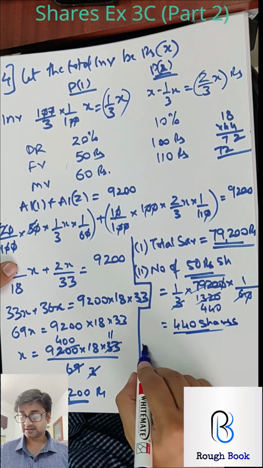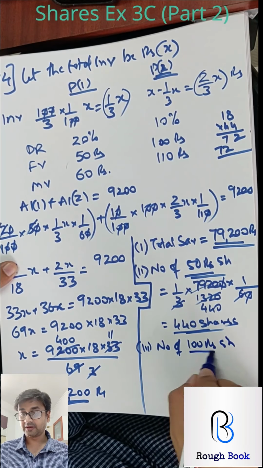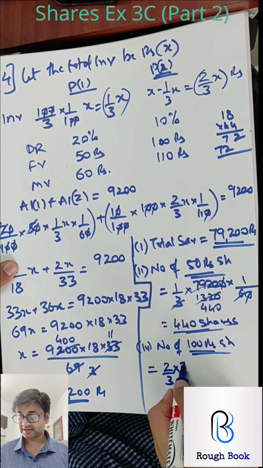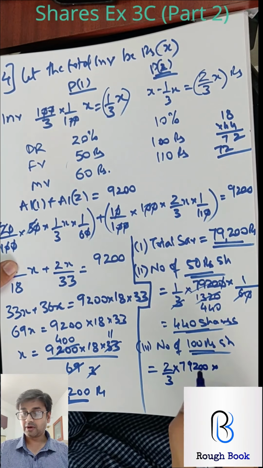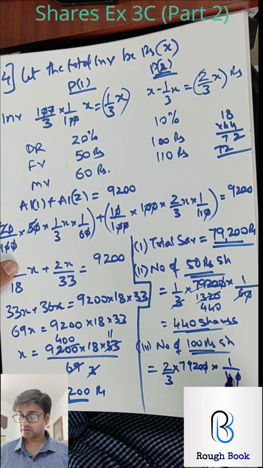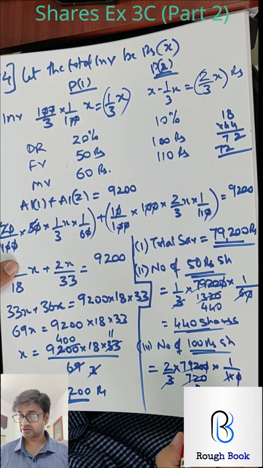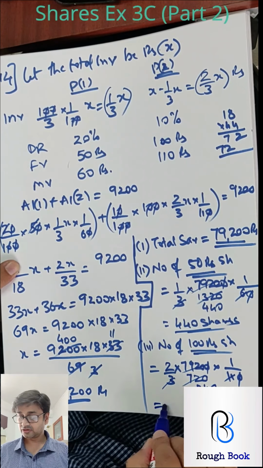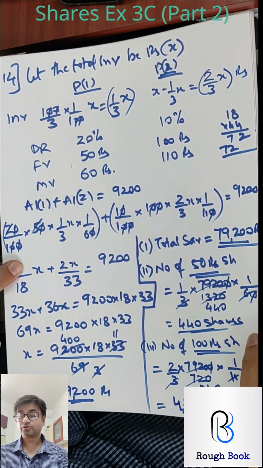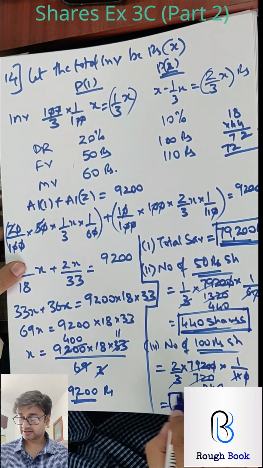Yeah. Let's get this third part. Number of 100 rupees shares. That is the second type here. So that again will be the investment 2/3 of x, that is 79,200 into market value 1 by 110. 0 0 goes. So 11 ones are 11, 11 sevens are 77, 2s are, 0s are, 3 ones are, 3 2s are 6, 4s are, 0s are. So multiply, I get 480 shares. So that is the type 2 shares. So your first answer is here, second answer is here, and third answer is here.